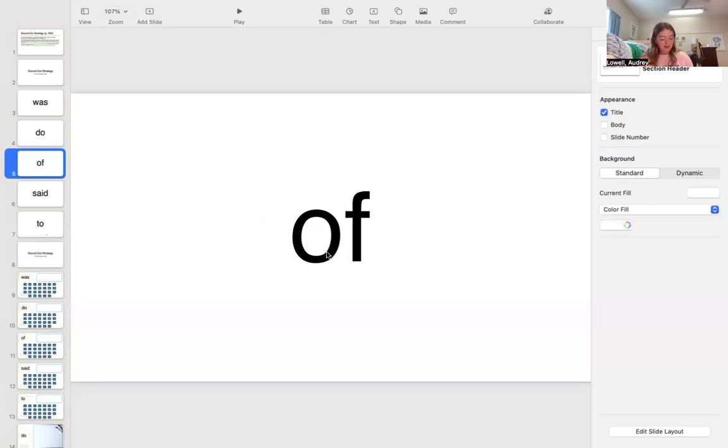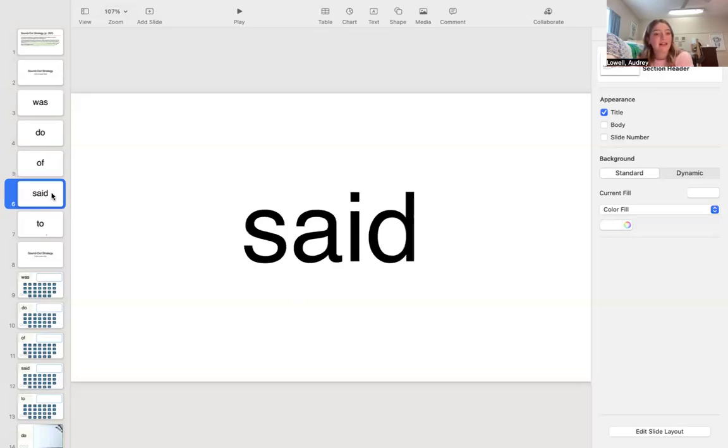Of. Yes. Now it's your turn to blend or to sound out this word the regular way by saying the most common sound for each letter. Of. But how do we actually say the word? Of. Again, how do we actually say the word? Of. Yes. Now the next word.